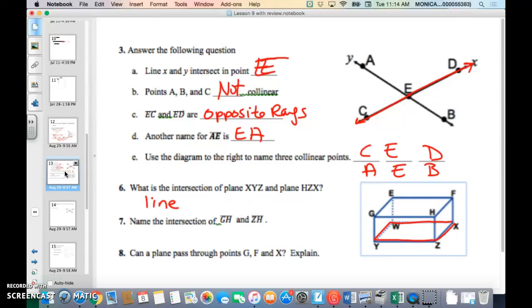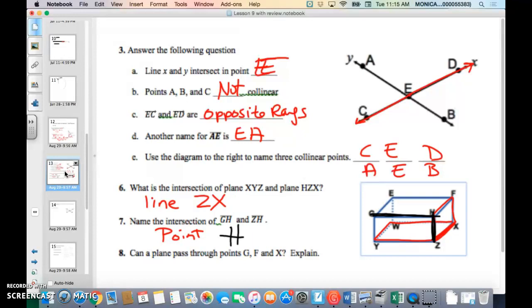And the other plane is H, Z, X. So that's going to be this one right here. You can see this is the part that I double outlined. So it's going to be line ZX. Now these are 2 lines, so 2 lines intersect at a point. So I know it's going to be a point. Let's see, GH is here, and ZH is here. So I know they're going to intersect at point H.